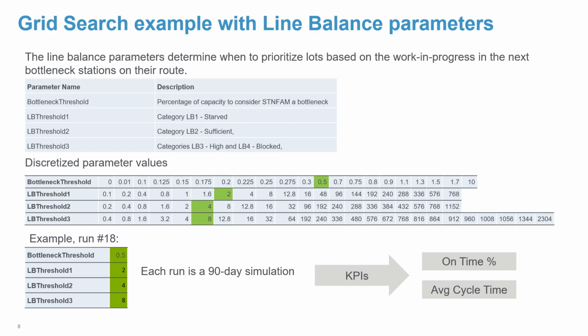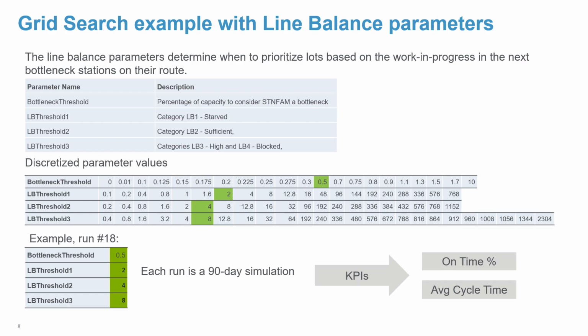If a lot's next bottleneck station is starved, then that lot will get priority and will be processed first in its current step, so that it can quickly reach the starved bottleneck station. The idea is that bottleneck stations have to be running at full capacity to maximize throughput.